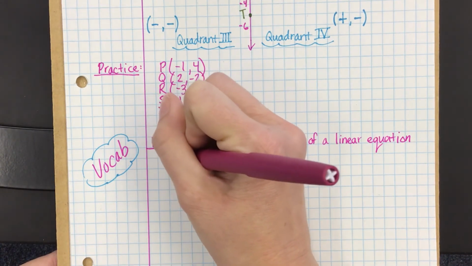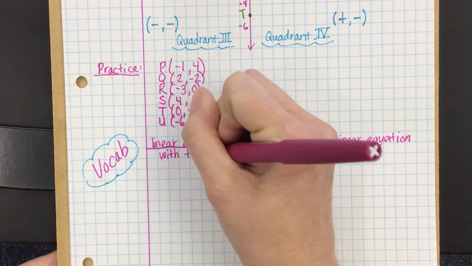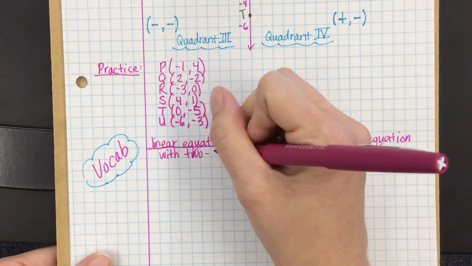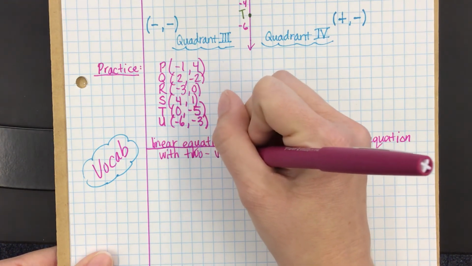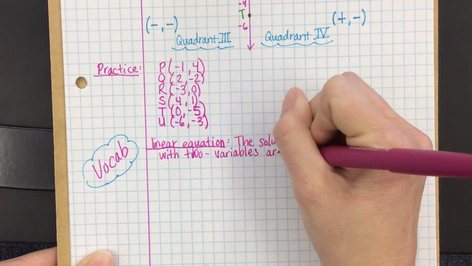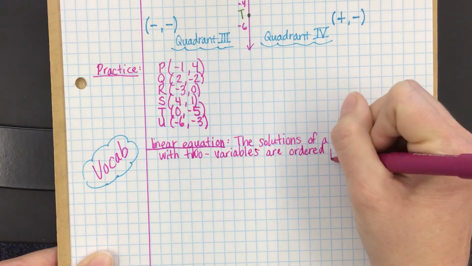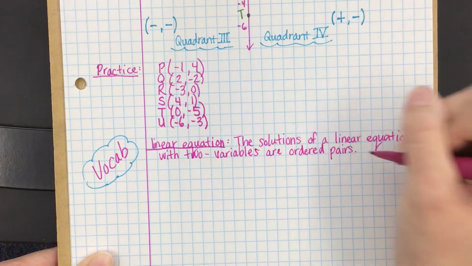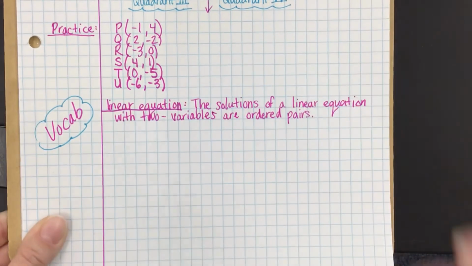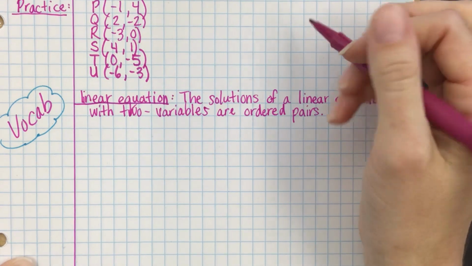Oh, I should say also the solutions of a linear equation with 2 variables, because that's different than one that has just 1 variable. With 2 variables, the solutions are ordered pairs. And here's the other point that I really want you to have down here, is that those ordered pairs, when you graph them, they form a line.